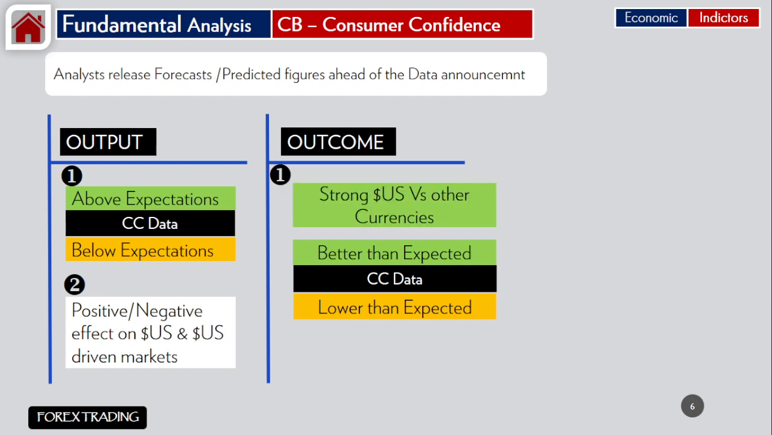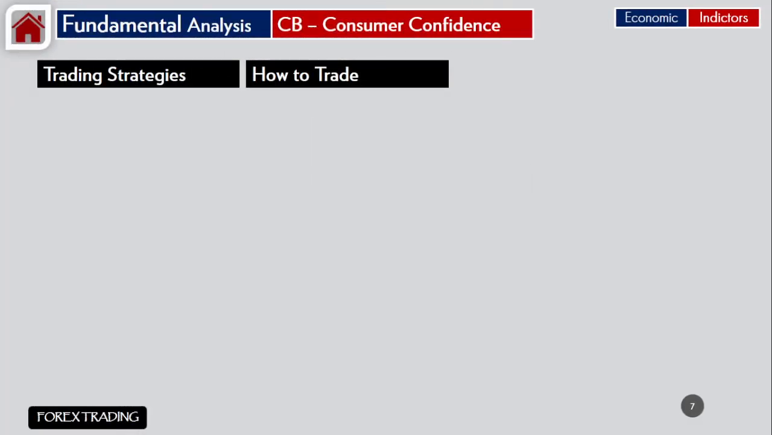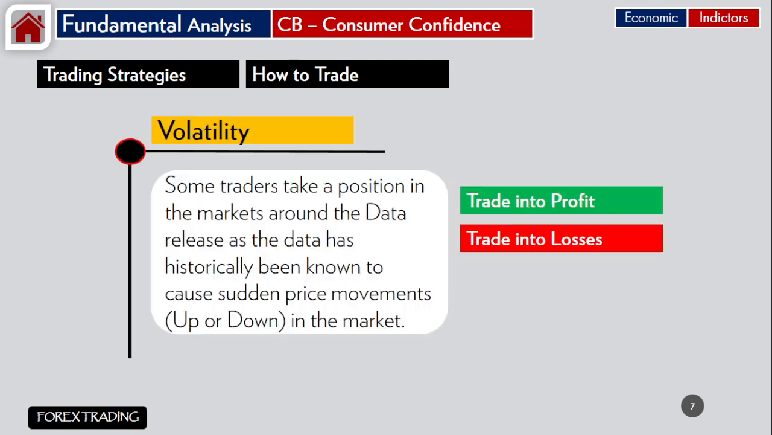If we have better than expected data, then there could be a strong US dollar versus other currencies, and if it is lower than expected, then the US dollar could be weak against the other currencies. For forex traders, trading can be very important based on the yardstick of the consumer confidence data, and they can analyze their spread betting or CFD trading strategies as well. So what could be the trading strategies for forex traders? How to trade based on the consumer confidence data release?